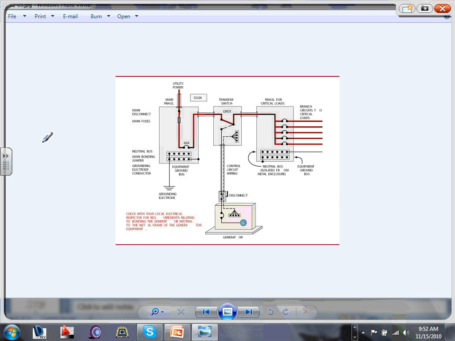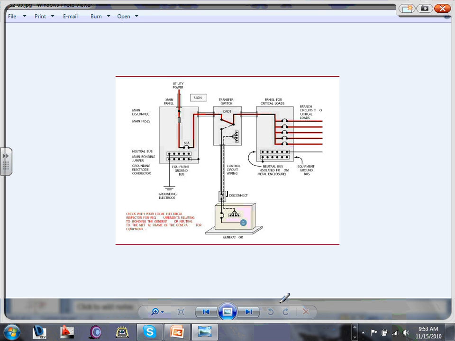Now, if you have an emergency, I'm going to ask you guys: is this a separately derived system or a non-separately derived system? Look at the way it is. Am I bonding the neutral and the ground here? No. So this is a non-separately derived system. Am I bonding the neutral and the ground? Can I make it a separately derived system? Bring it on. Two things you need to do. First, bond these two together here.